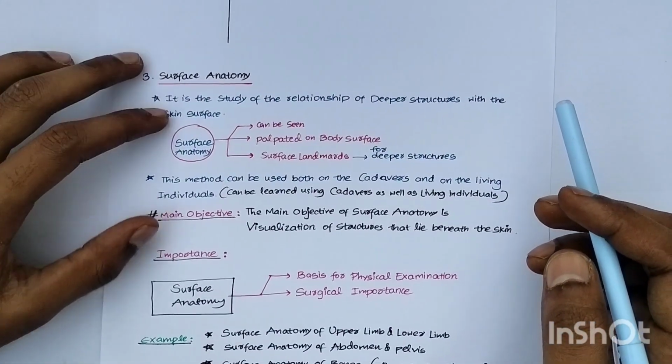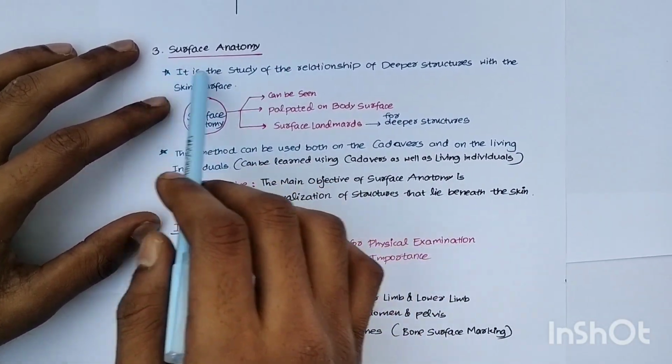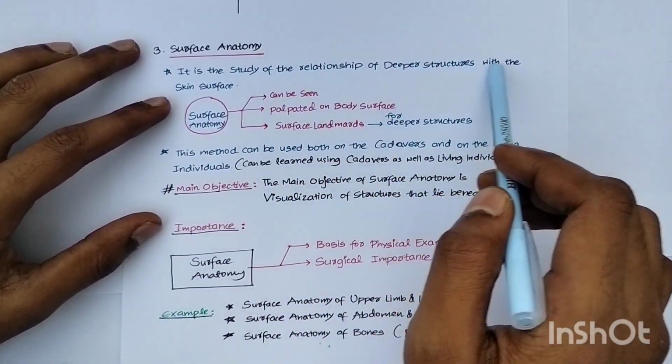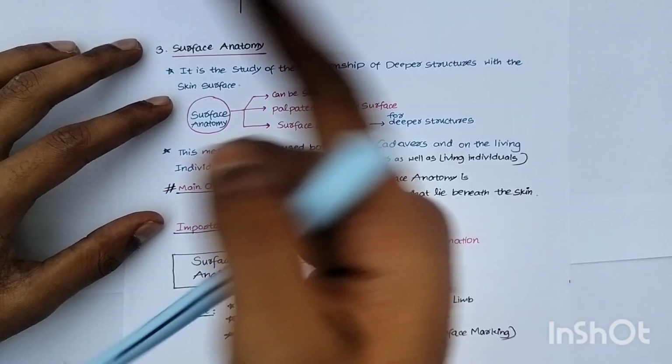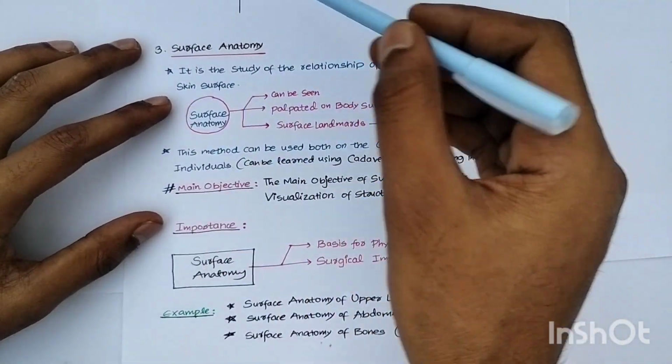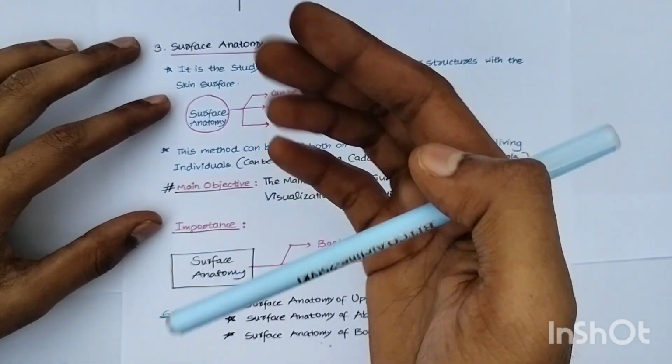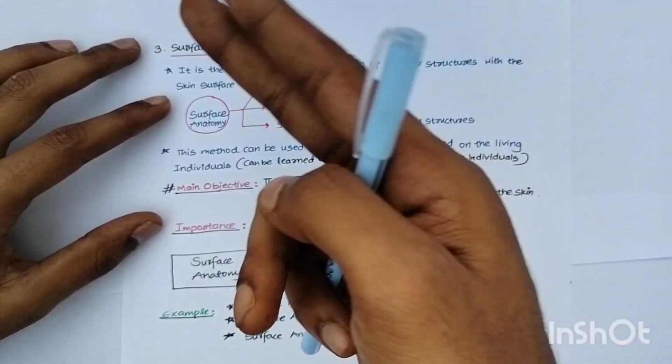Coming to surface anatomy, it is the study of the relationship of deeper structures with the skin surface. In the previous videos, for example, we studied what happens if a bone is fractured, or if a nerve is cut.